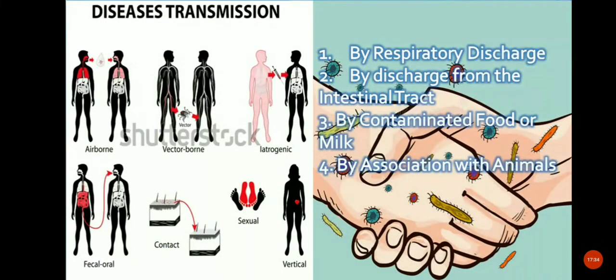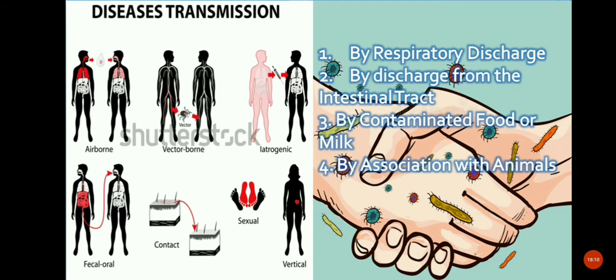Let's take another view on the transmission of communicable diseases. There are common means by which communicable diseases are transmitted to people, and these are: one, by respiratory discharge. By respiratory discharge, we have the common colds, influenza, tuberculosis, sore throat, scarlet fever, mumps, rubella or German measles, whooping cough, and chickenpox.